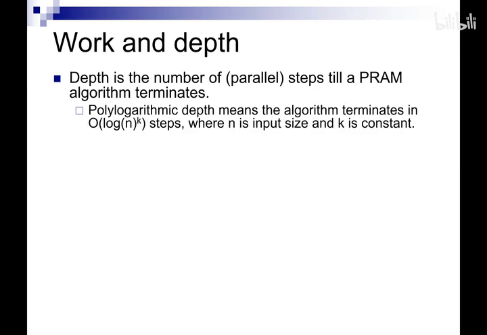And oftentimes, because in the PRAM model you're allowed to use many processors, we want to make sure that the depth of the program is very small. Because if you're using many processors, you don't want all of those processors taking many steps. So oftentimes a goal that we have is to make the depth be polylogarithmic.